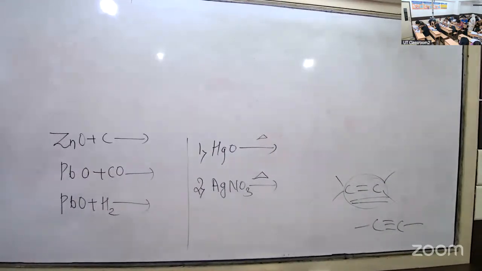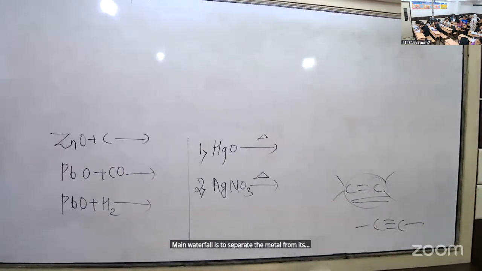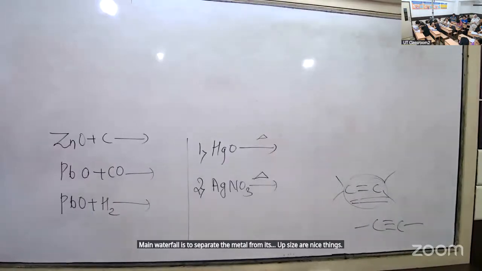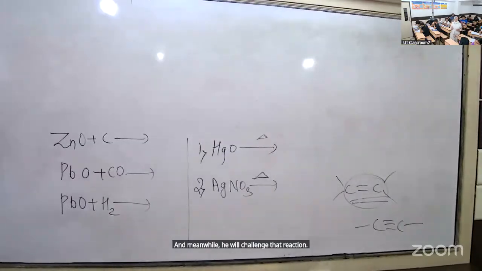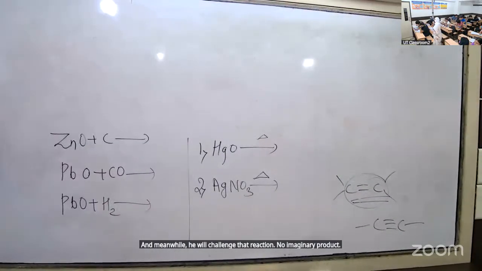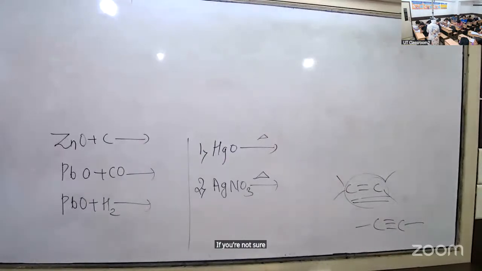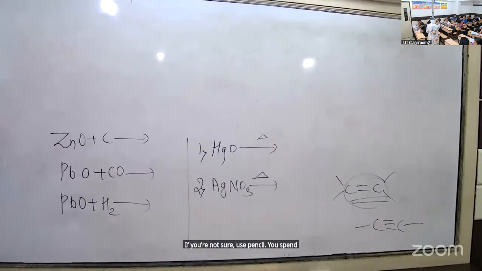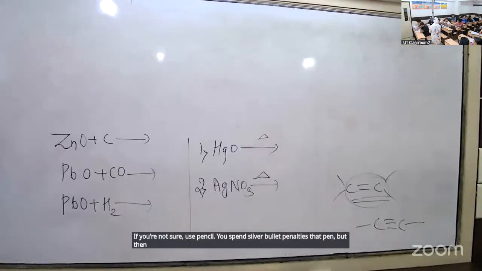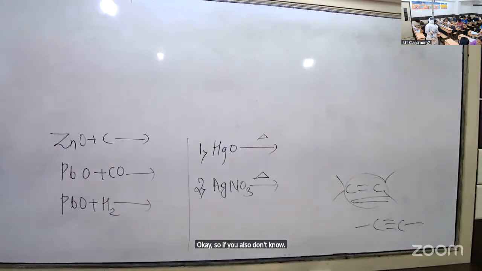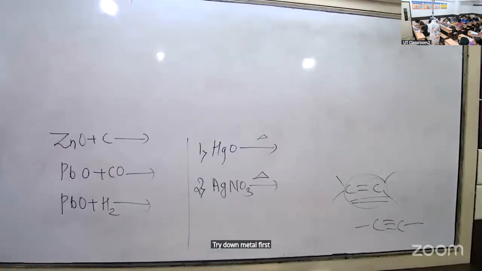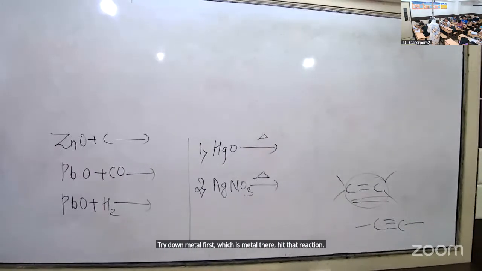Main motto is to separate the metal from its oxides or nitrates. Meanwhile, you will balance that reaction. No imaginary product. If you are not sure, use pencil. Write down metal first, which is the metal there in that reaction. Separate it out.